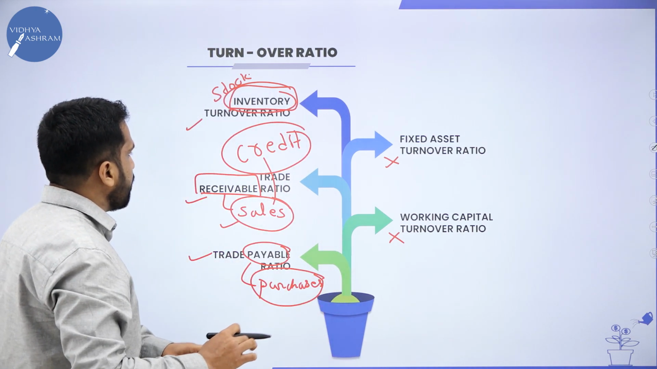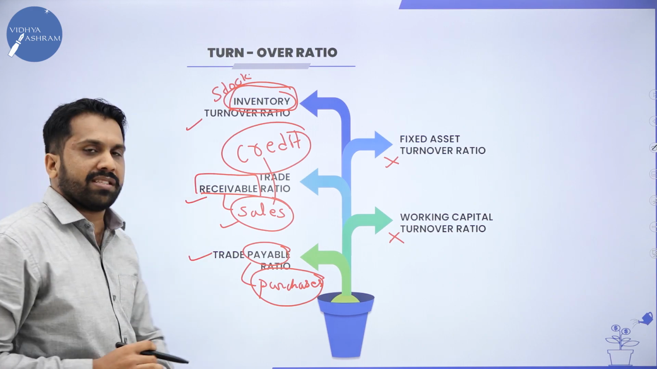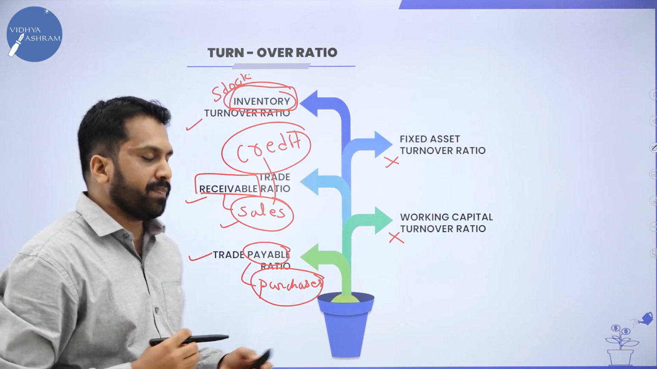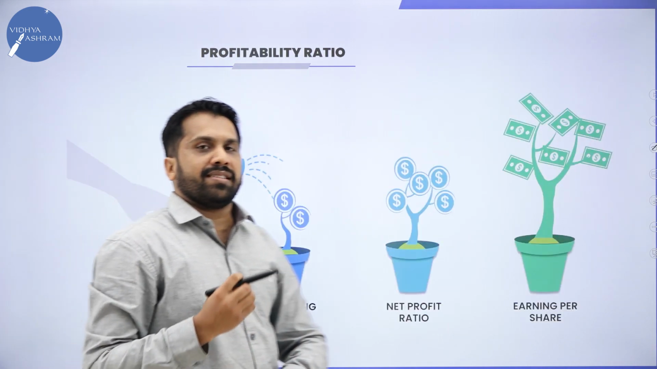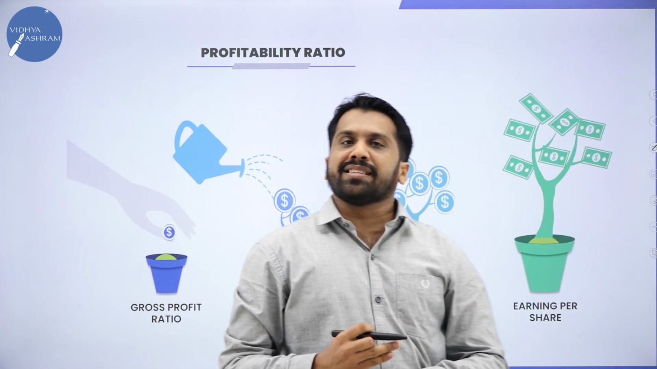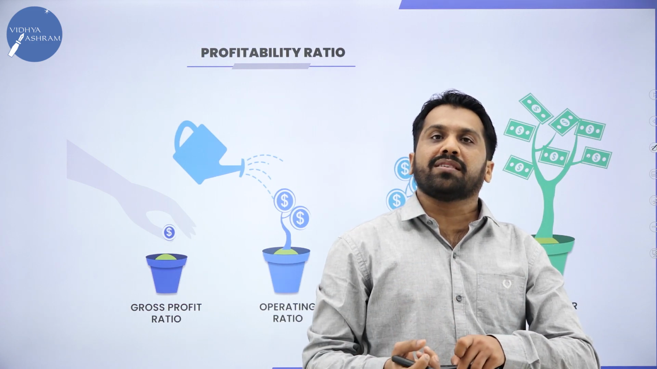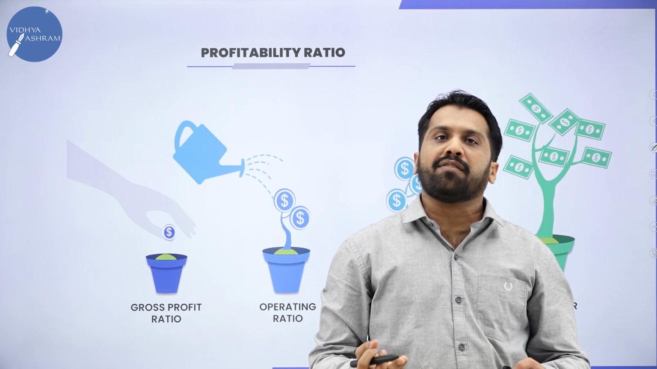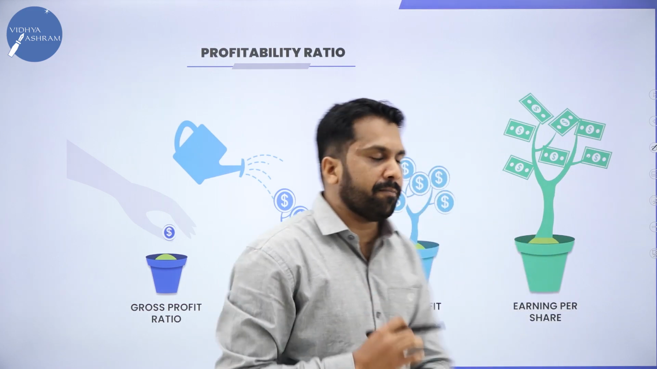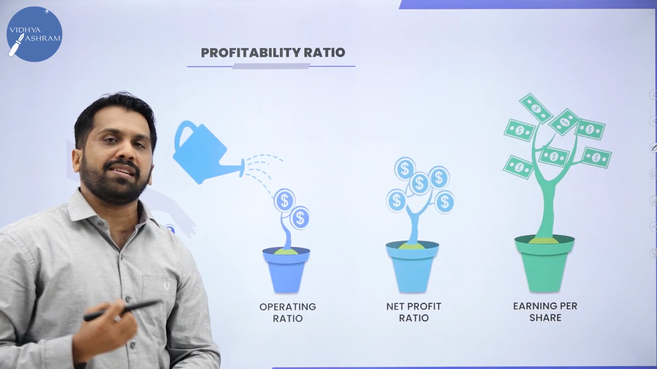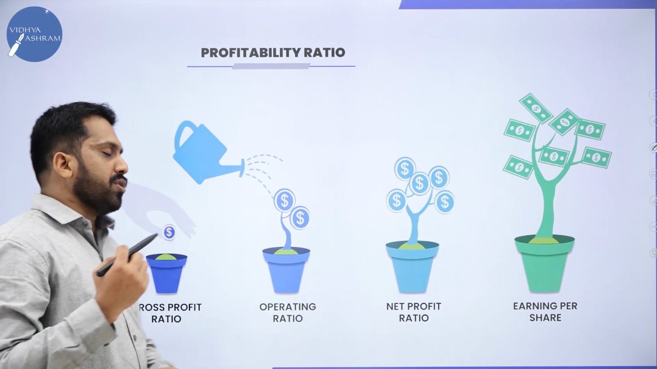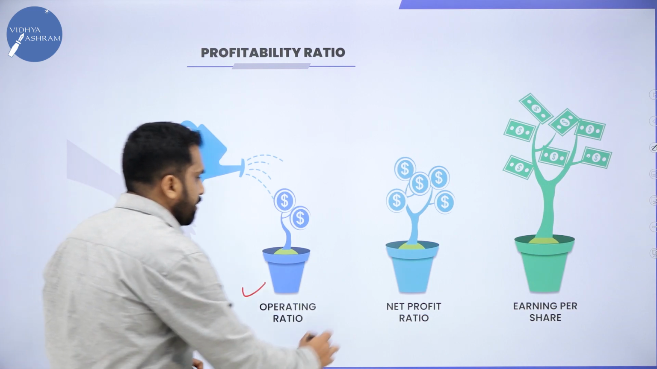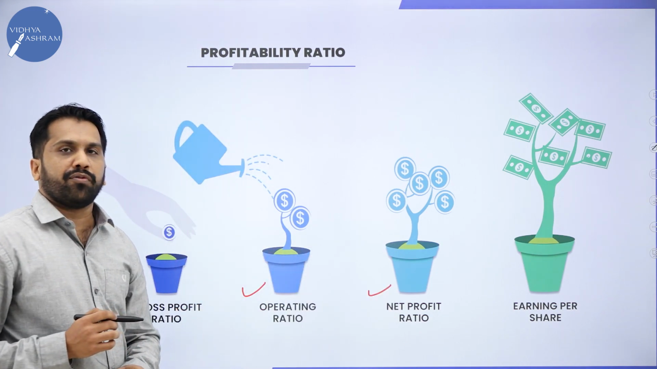So, in today's session, we will discuss these 3. The formulas I will explain while doing the problem. Next one, profitability ratio. Normally business runs for what? To earn profit. Unless there is profit, there is no meaning in running a business. Now, what is profitability ratio? In this you will get gross profit, operating and net profit.